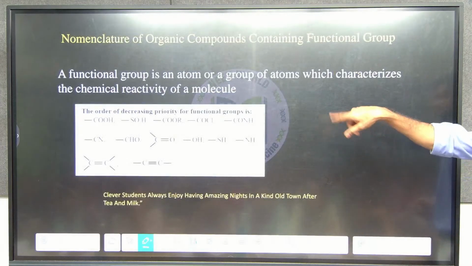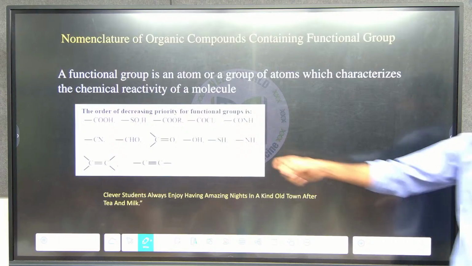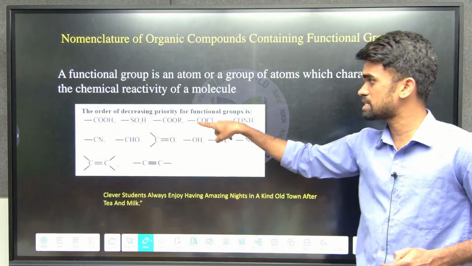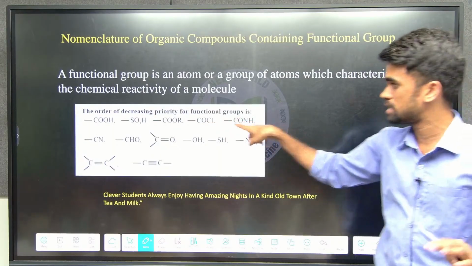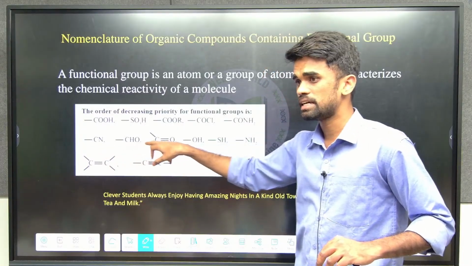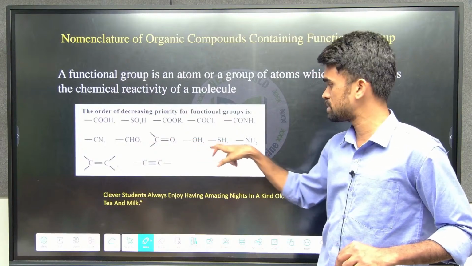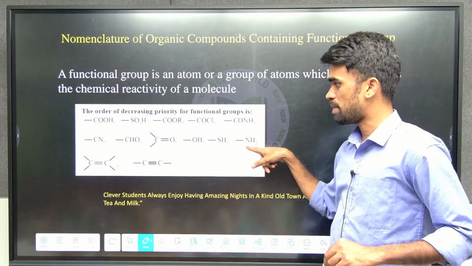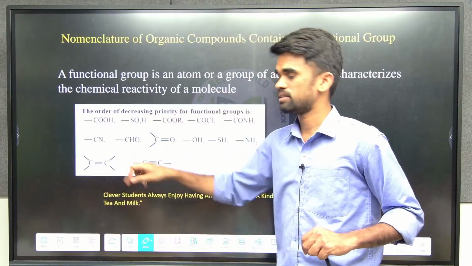Okay. So this is the functional group priority. What is the first priority one? Carboxylic acid. Next, sulfonic acids. Next, esters. Next, acid halides. Acid amides, or simply you say amides. Next, cyanides, nitriles or cyanides. Next, aldehydes, ketones. First aldehydes, next ketones. Hydroxy groups, thiols, amines, alkene, ine.